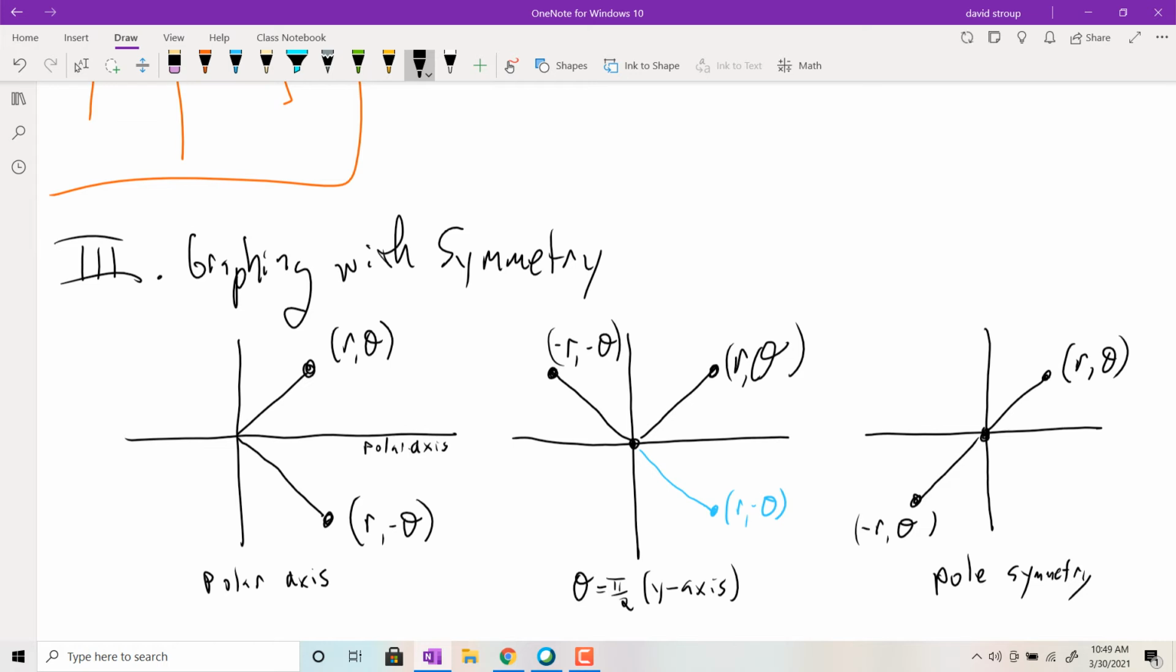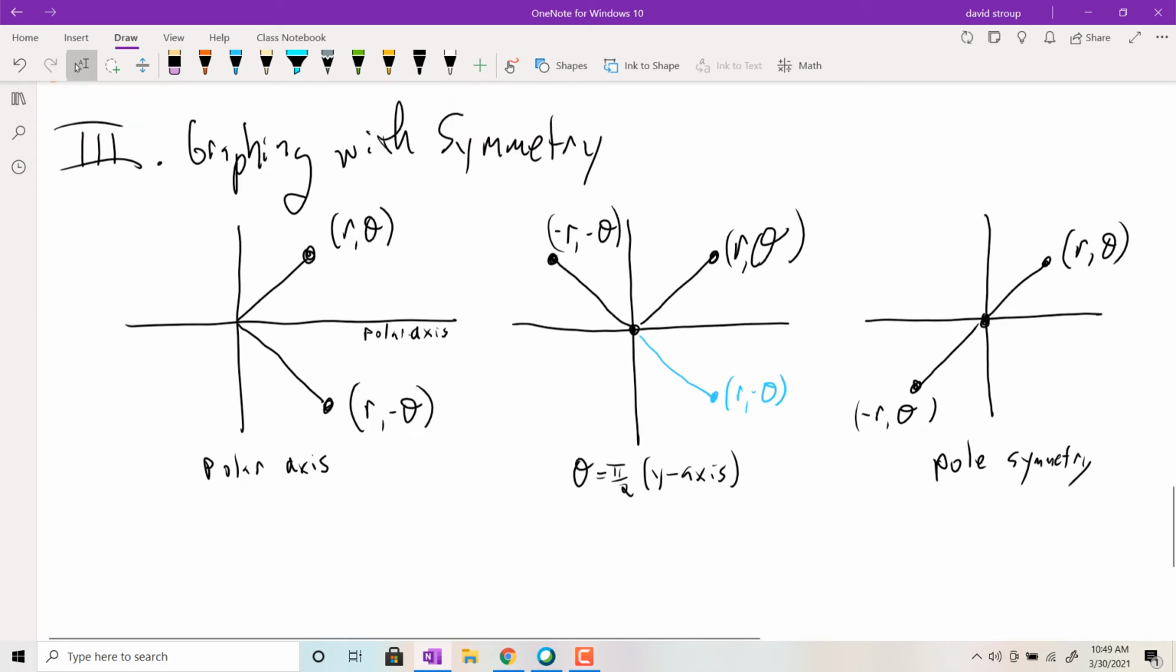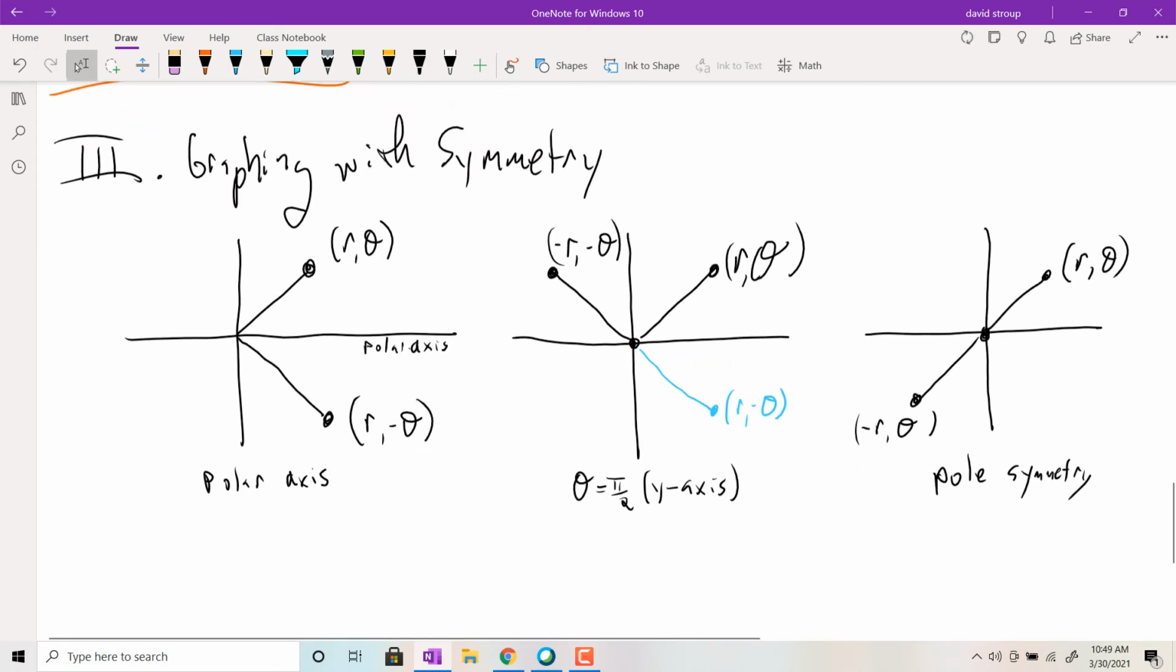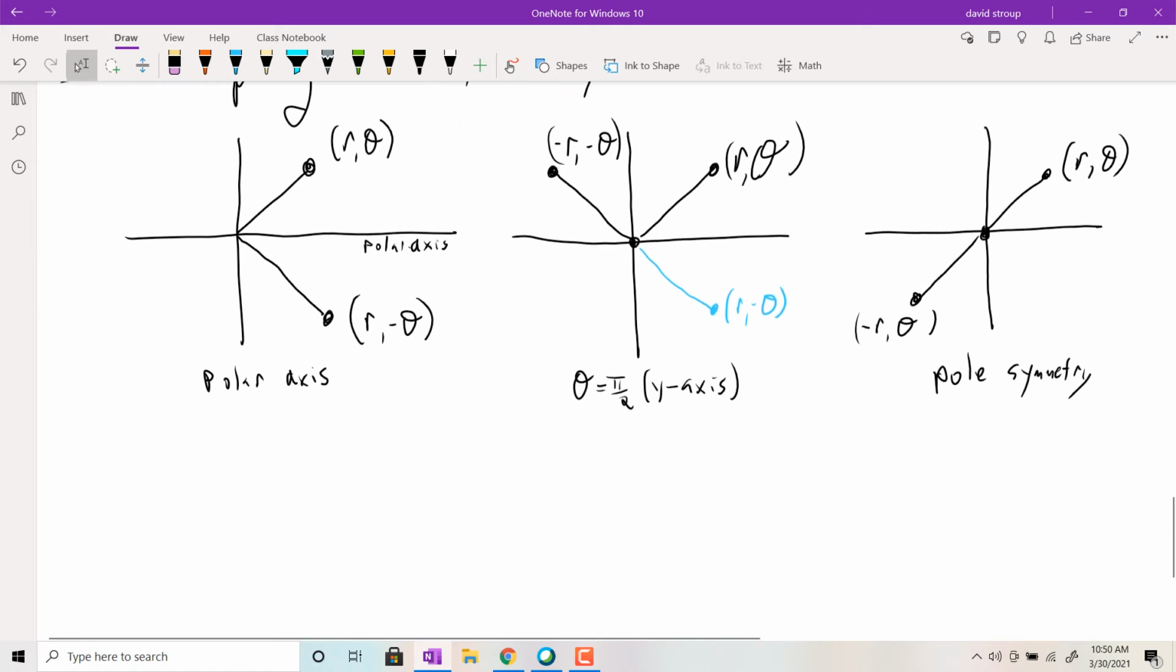Okay, to test then, what you do is substitution. So for a polar axis test, you replace theta with negative theta. If you get the same equation right back, it has that type of symmetry. The only difference between this and pre-calc then is in pre-calc, if it didn't work, you knew it didn't have that kind of symmetry. Okay? That won't be the case here. Here, if it doesn't work, you can't really say anything. You really don't have a conclusion.